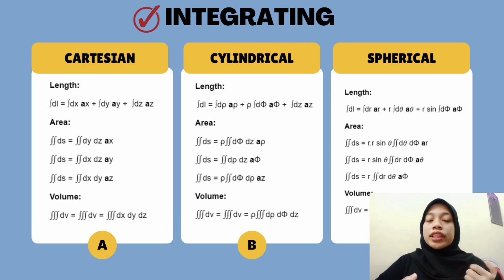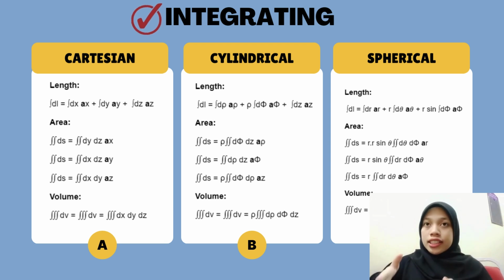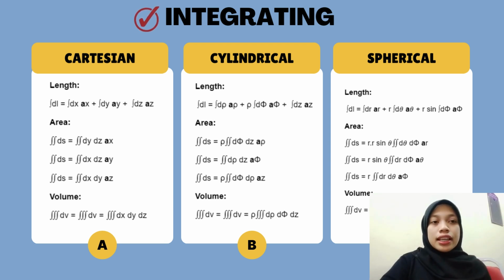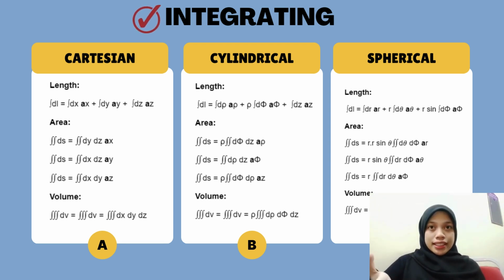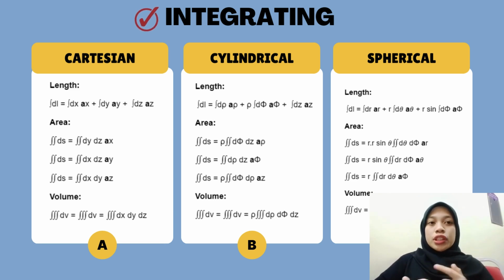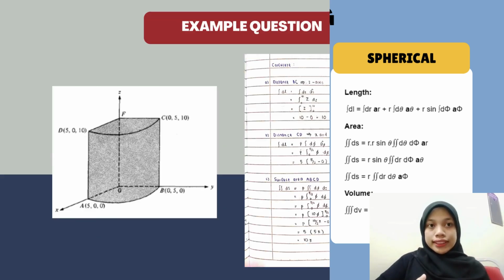Next, we go into integrating, where it is divided into 3 systems, which are Cartesian, cylindrical, and spherical. This is the second formula you need to memorize in this chapter. For length you need to integrate 1 time, for area integrate 2 times, and for volume you need to integrate 3 times. You need to remember all these formulas because you may use them in the next chapter.